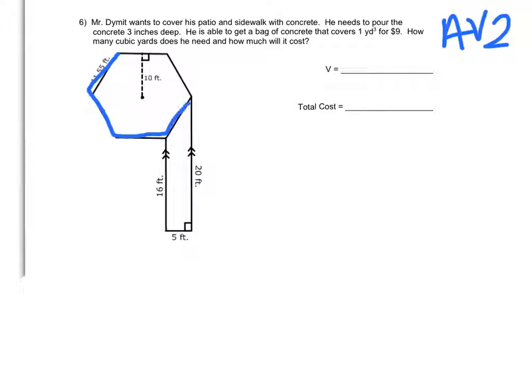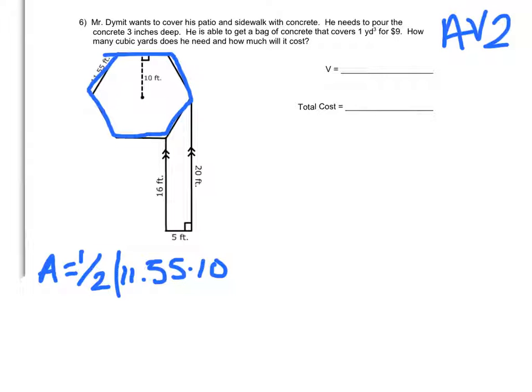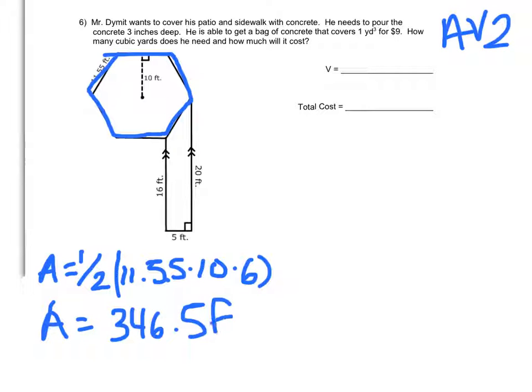The patio is a regular hexagon. So I can find the area of that regular hexagon by taking 1/2 aps, where the side length is 11.55, the apothem is 10, and the number of sides is 6. That's going to give me the area in feet of that hexagon. Multiplying that all out, I end up with 346.5 feet squared.